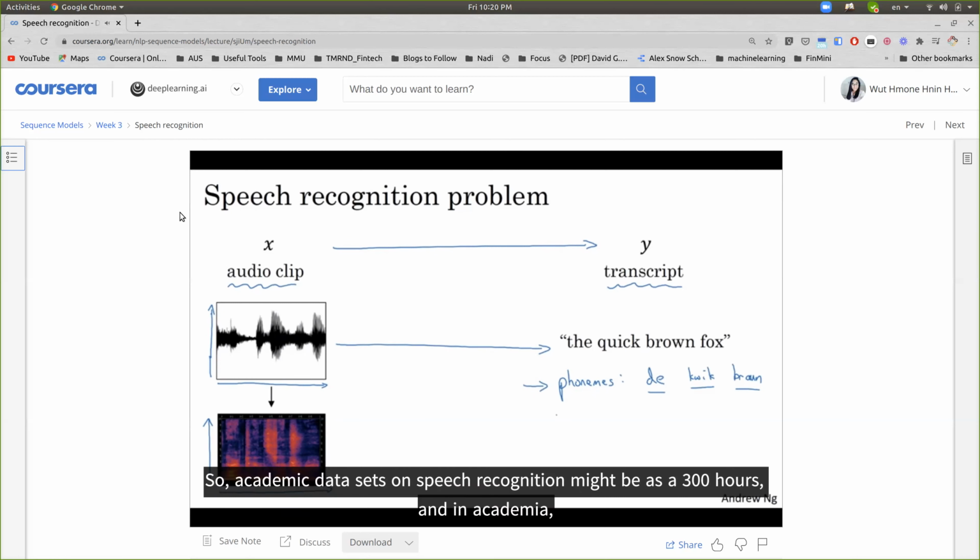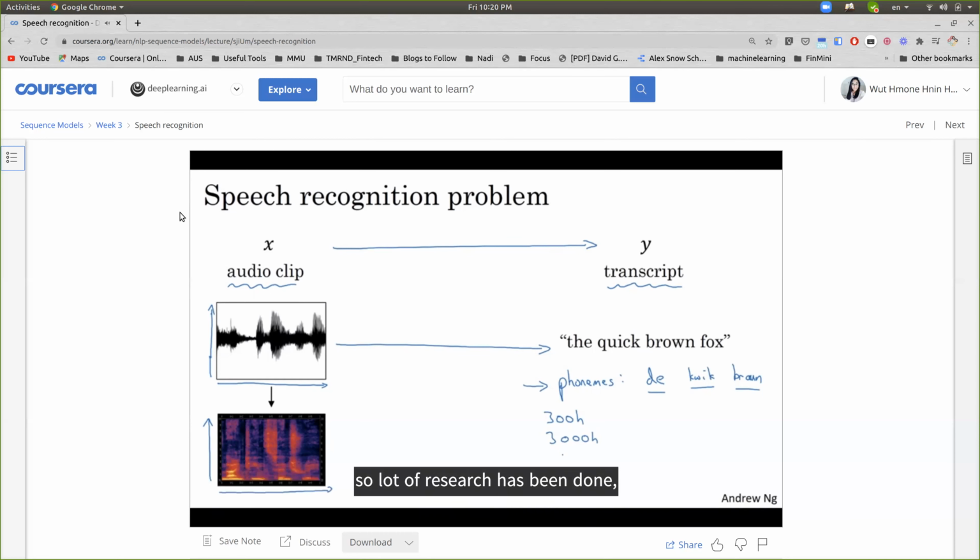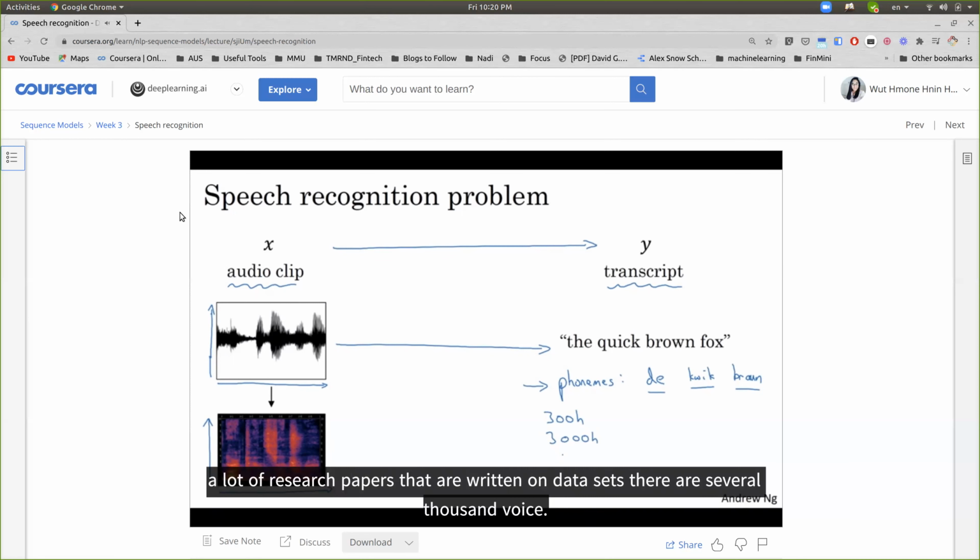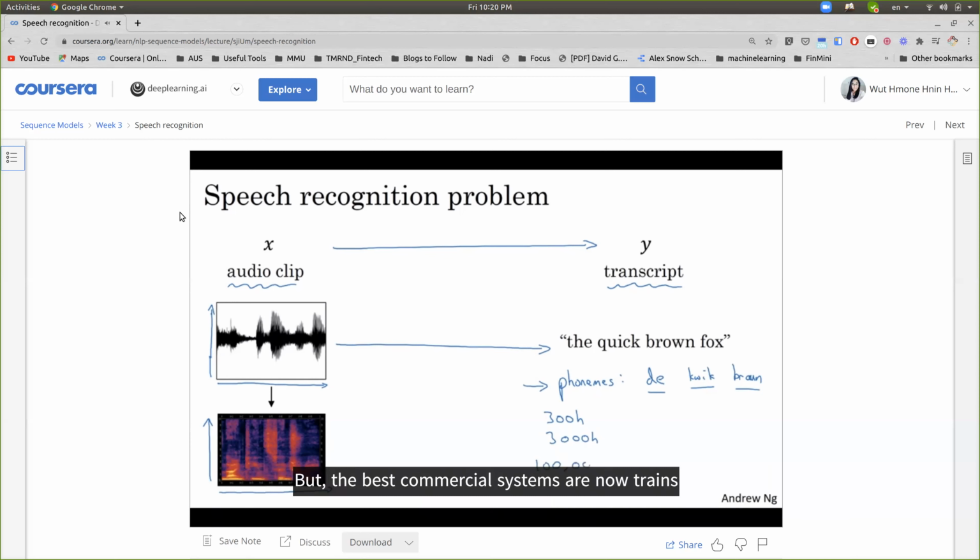So academic data sets on speech recognition might be 300 hours, and in academia, a 3,000 hour data set of transcribed audio would be considered reasonable size. A lot of research papers have been written on data sets that are several thousand hours. But the best commercial systems are now trained on over 10,000 hours and sometimes over 100,000 hours of audio. And it's really moving to much larger transcribed audio data sets, with both X and Y, together with deep learning algorithms, that has driven a lot of progress in speech recognition.